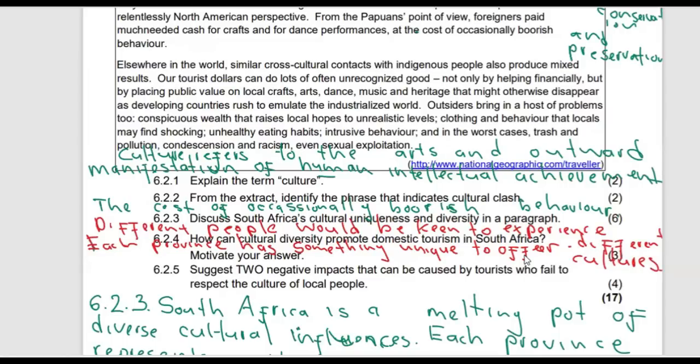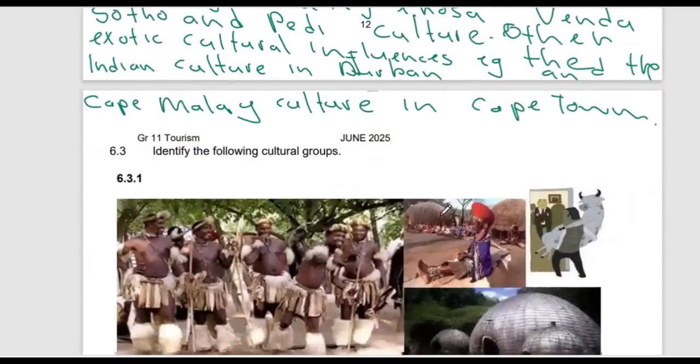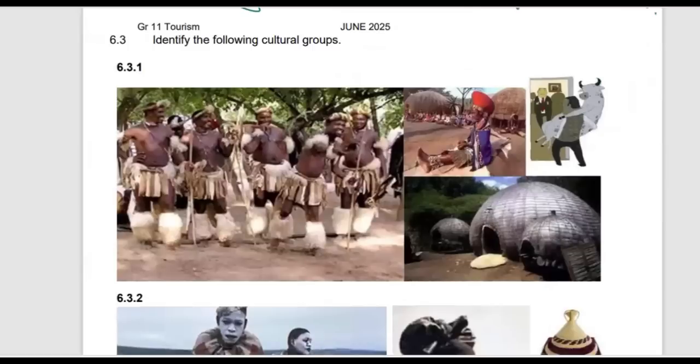Then suggest two negative impacts that can be caused by tourists who fail to respect the culture of the local people. It can lead to conflict and exploitation of the people who are being visited. So there's the need to recognize other people's culture.